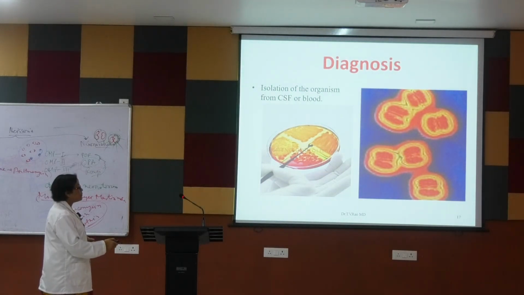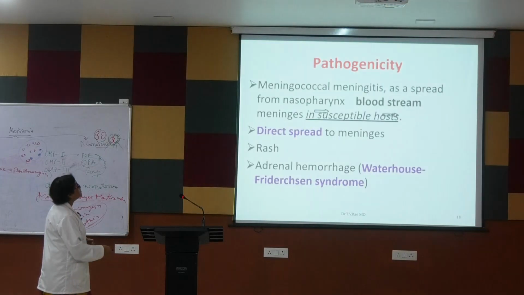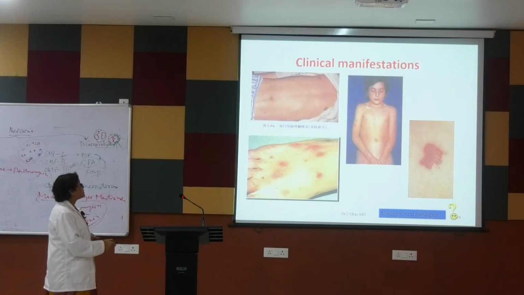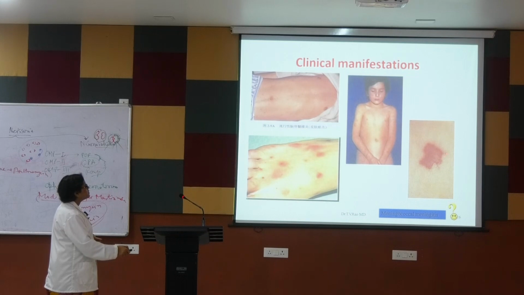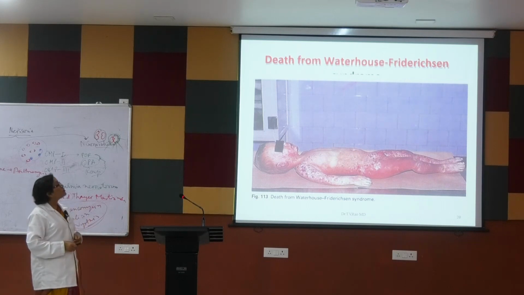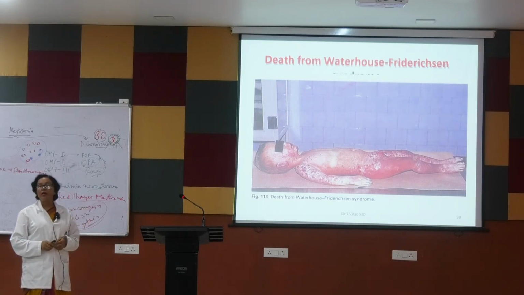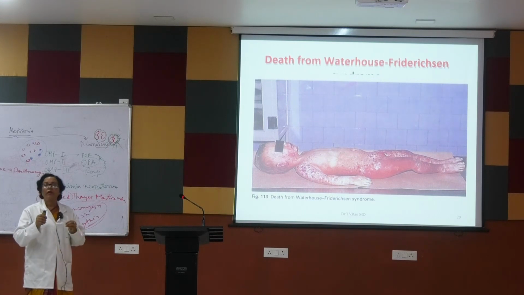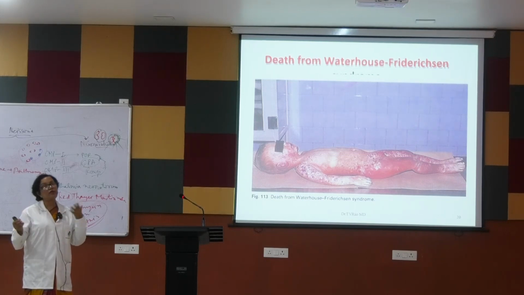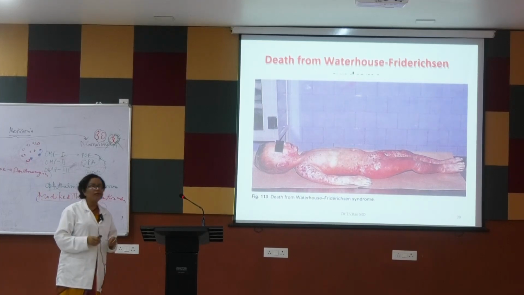You can see the same picture again, diplococci and the capsule. This is Waterhouse-Friderichsen syndrome, a critical occurrence. You can see the petechial spots. After the diagnosis, with quick progression of the disease, before the children understand anything, so many steps occur inside, and if not treated immediately it may lead to death.